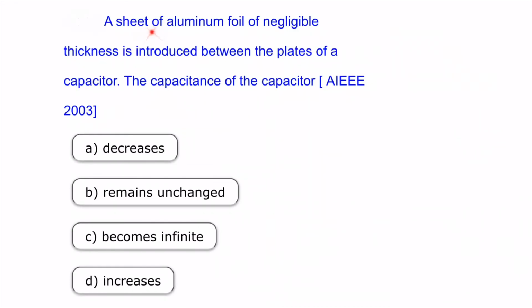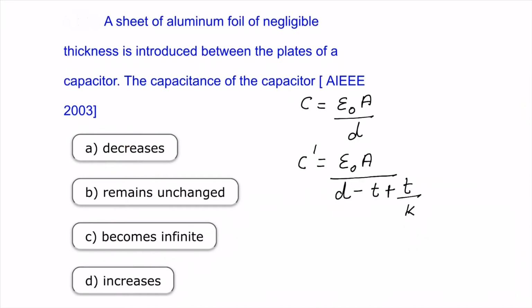A sheet of aluminum foil of negligible thickness is introduced between the plates of a capacitor. The capacitance of the capacitor, and these are the options. We already know the capacitance before inserting the aluminum foil will be epsilon 0 A by D. That is the basic equation for capacitance. Now after inserting the aluminum foil, the equation will become like this. C dash is equal to epsilon 0 A by D minus T plus T by K.